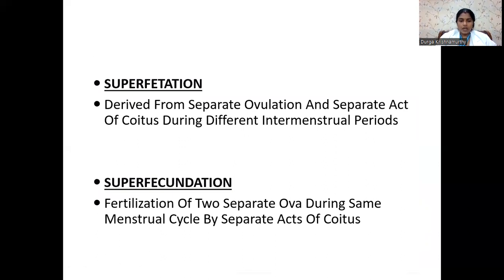We shall now see two different terminologies, superfetation and superfecundation. Superfetation is derived from a separate ovum and a separate act of coitus during different intermenstrual periods. That is called superfetation. Superfecundation means fertilization of two separate ova during the same menstrual cycle by separate acts of coitus.